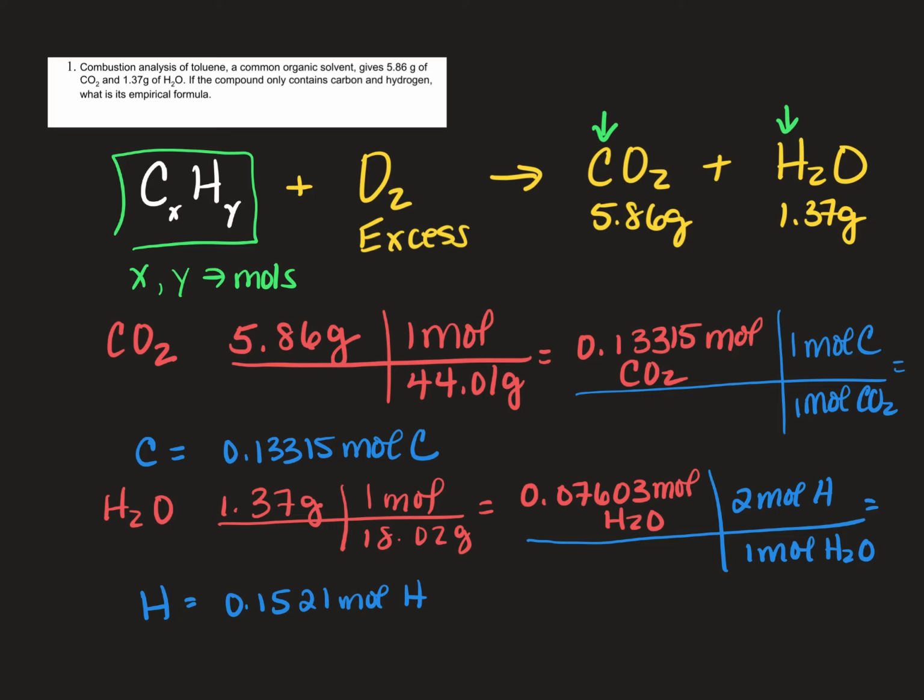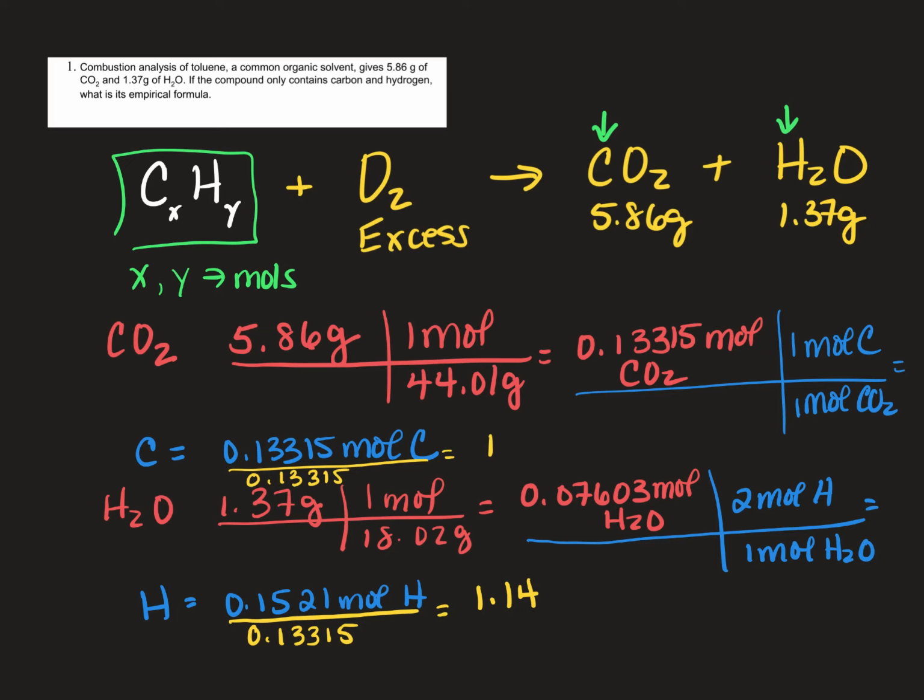So now what I have to look at is between my two values, 0.13315 and 0.1521, which one is the lower value? The lower value is the 0.13315, so that's what I'm going to divide by. I'm going to take 0.1521 and divide it by 0.13315, and I get 1.14 as my value. Well, that's not a whole number of moles, so I have to figure out what value I'm going to multiply that by.